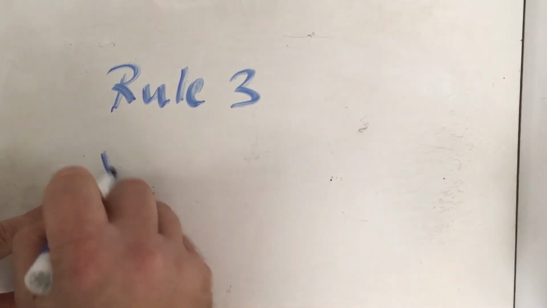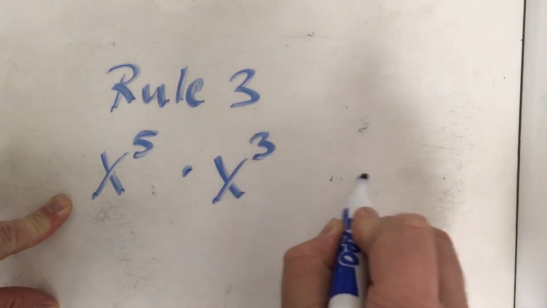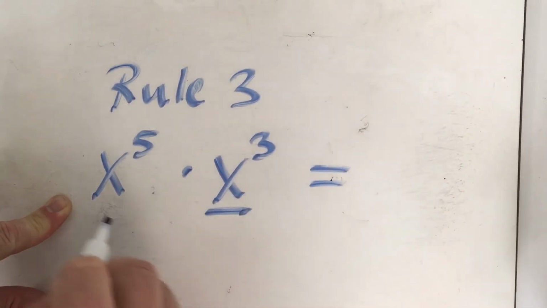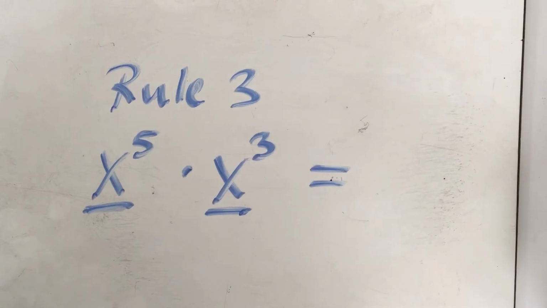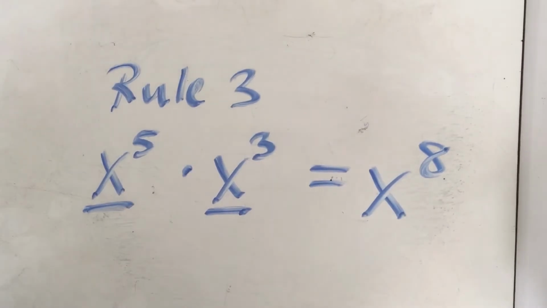Let's say you had a problem like x to the 5th times x to the 3rd. Now all of these rules are really going to involve the same base. So you can't use this rule for like x times y or 3 times 2, but since this is x to the 5th times x to the 3rd, you might be real tempted to write x to the 15th, but you'd be wrong because the answer is just x to the, some of you know this, 8th power.